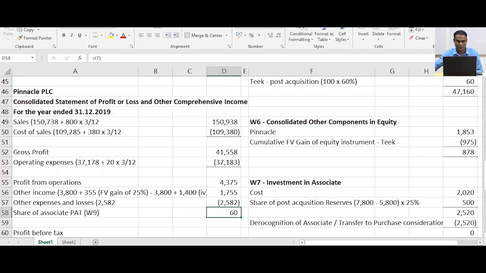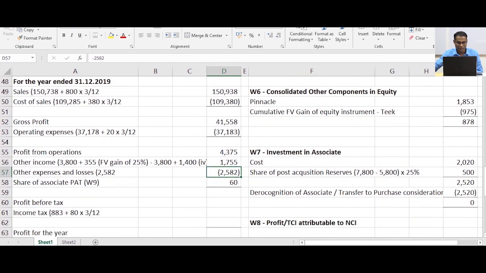2,582. Okay, negative 2,582. Then adding all these things, I can derive the profit before tax, that is 4,375 operating profit plus the other income 1,755 minus the other expenses 2,582 plus share of profit after tax of the associate 60. You are getting a profit before tax figure of how much? 3,608.